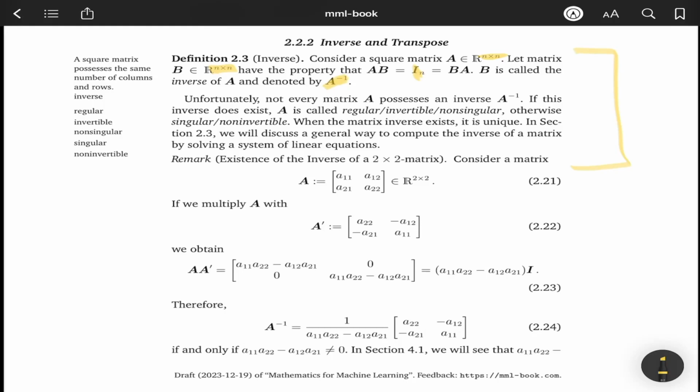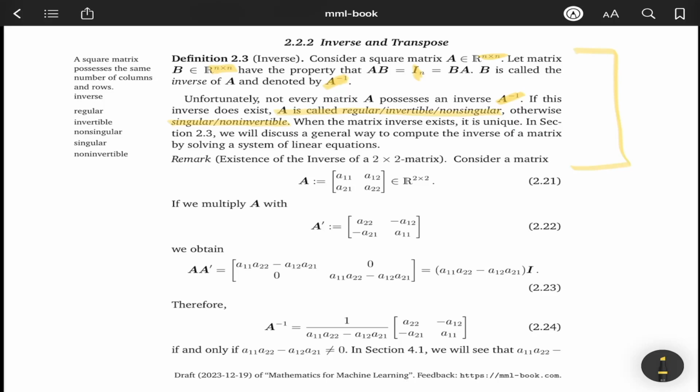Unfortunately, not every matrix A possesses an inverse A^-1. If this inverse does exist, A is called regular, invertible, non-singular. Otherwise, singular, non-invertible. When the matrix inverse exists, it is unique. There are no two different matrices which can be the inverse of one given matrix.